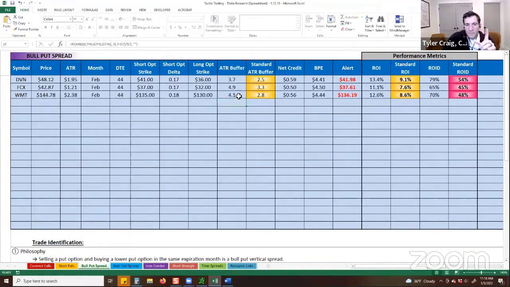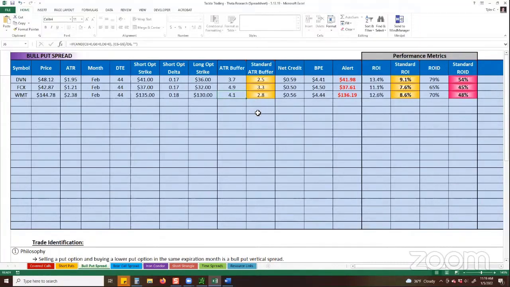So Walmart ATR buffer for the 44 days is 4 ATRs, a little more than DVN, little less than FCX. ROI is actually comparable here. Man, Matt, we've picked 3 stocks. I don't know that I can categorically make the call based on just the ATR buffer being the added element. I'm interested to get your take in lining these 3 guys up. What do you think? When I'm looking at these, if I'm just selecting these 3, right?